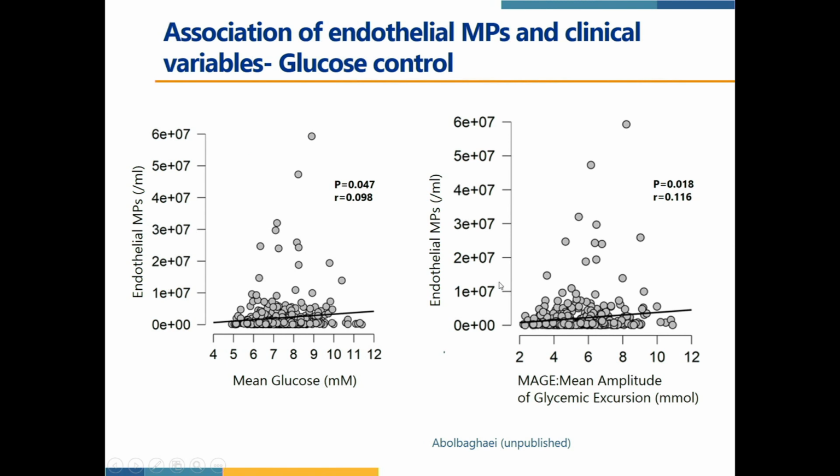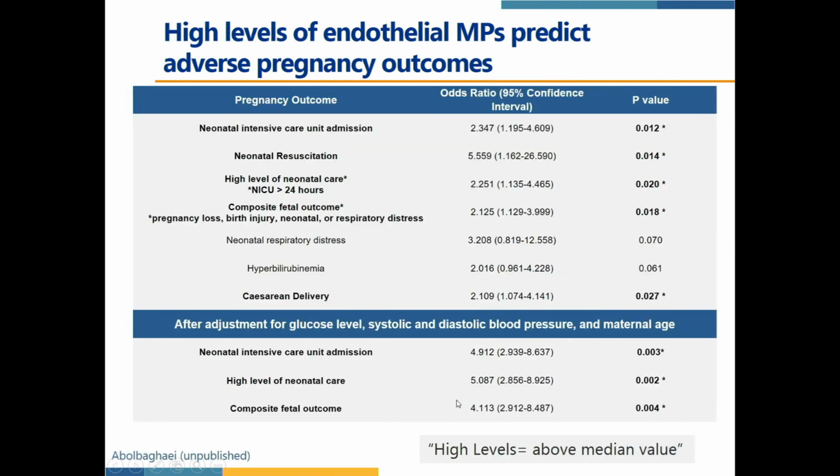And there was also a correlation between measures of glucose control. So this MAGE parameter is something that they use from these glucose monitors as a measure of glucose control. So higher MAGE means worse glucose control. And there was, again, a positive correlation between the microparticles and glucose and poor glucose control.